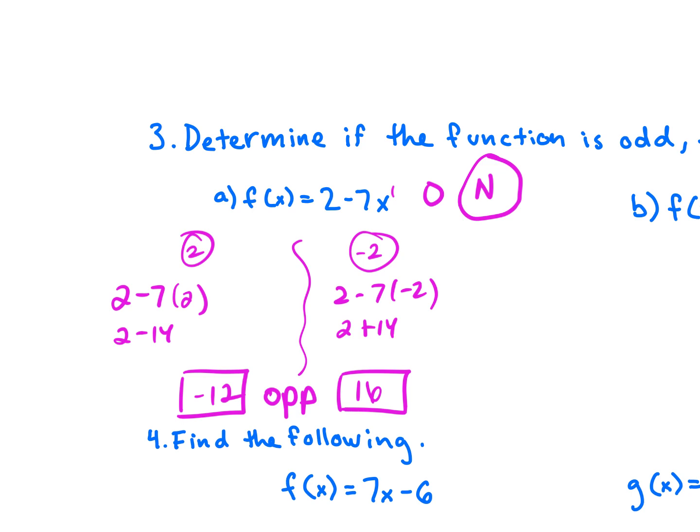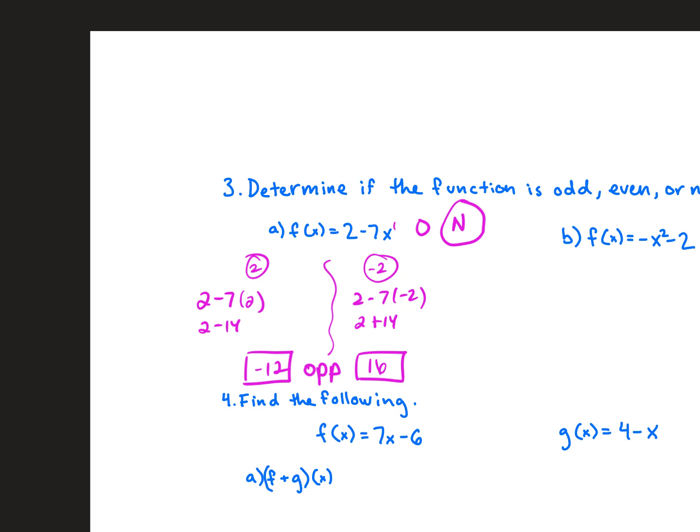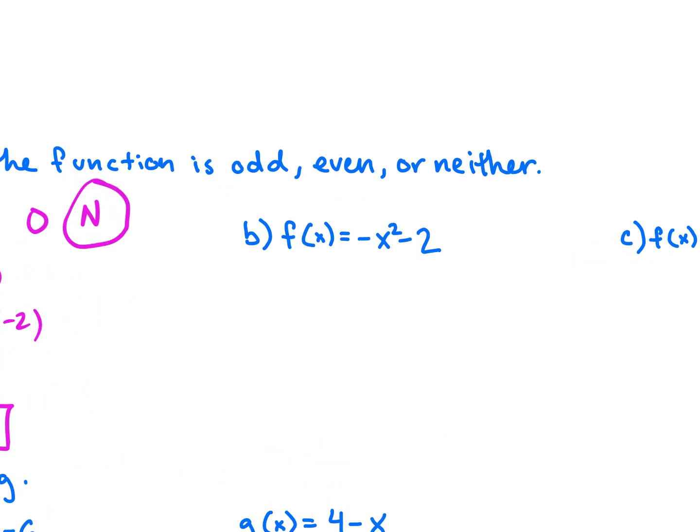And then you look at the relationship between the two numbers. Like let's look at B. What is the highest exponent that you see? 2. So this is either a what function? Even or neither. The highest exponent tells you the possible outcomes that you could get.